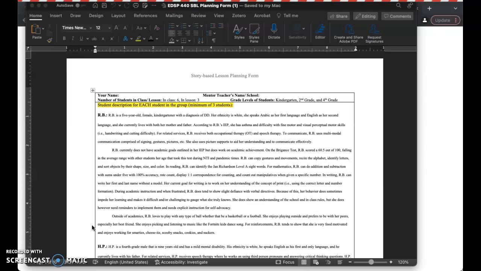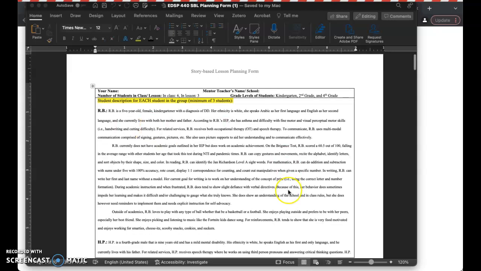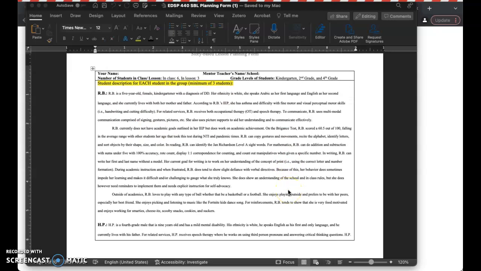This is an example planning form that is in Blackboard that you should be able to access now. So we're going to go ahead and go through this. As you can see, the student descriptions are at the top. So you're going to place those, literally just copy and paste what you have in your student descriptions after I've given you feedback, copy and paste them in here.